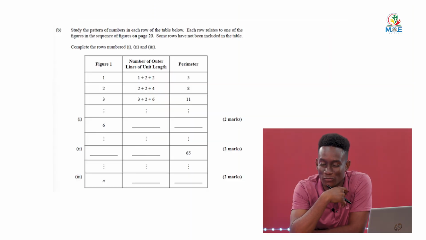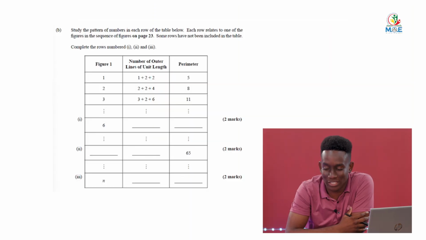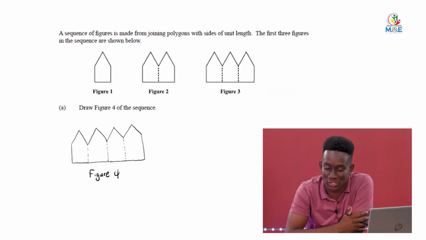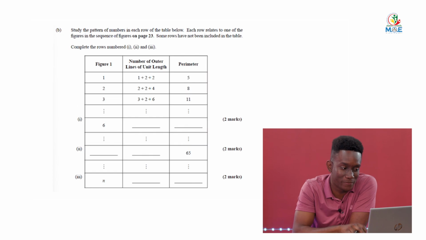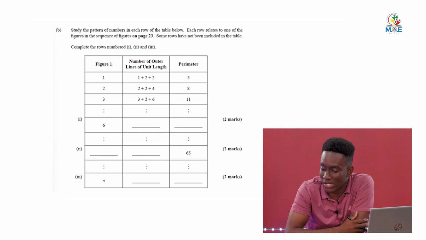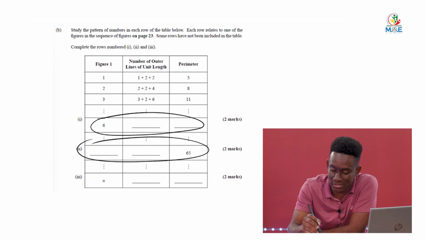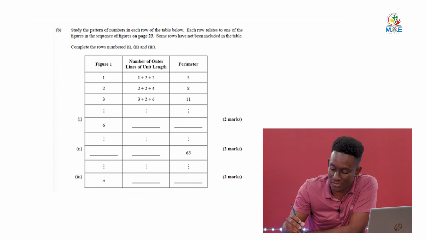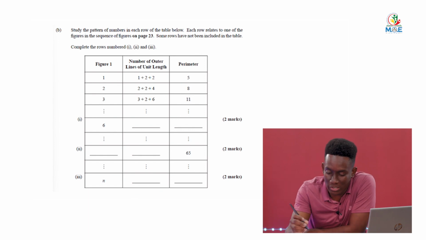Study the pattern of numbers in each row of the table below. Each row relates to one of the figures in the sequence on page 23. Some rows have not been included in the table. Complete the rows numbered 1, 2, and 3. So we want to complete this here, and this here. Let's look at figure 1.